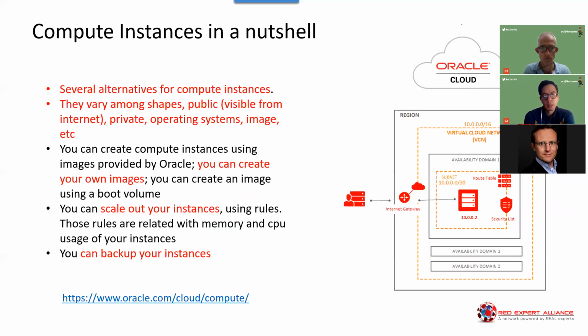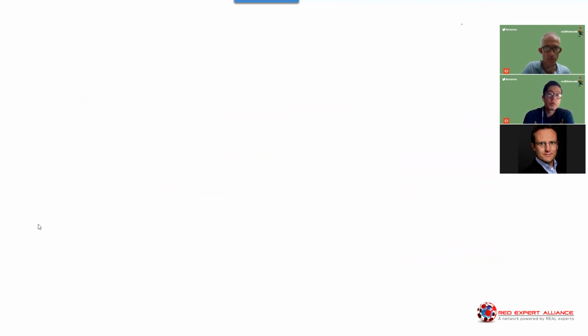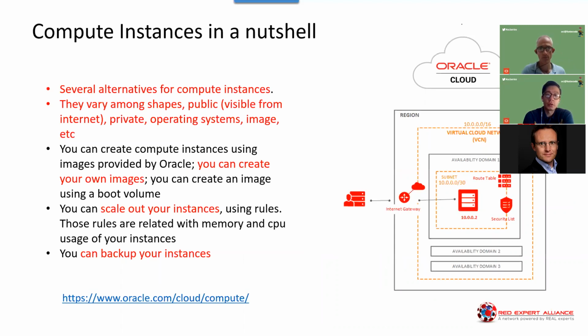Okay. So in a nutshell, you have several alternatives for compute instances, and you have a very simple way to provision those compute instances. One of those options is the OCI CLI, which is the one that we are going to be using throughout the Katacoda scenarios. And as I mentioned, you have a lot of alternatives to provision those instances. For example, those alternatives are regarding if they are private, if they are public, the operating system, the image, etc.